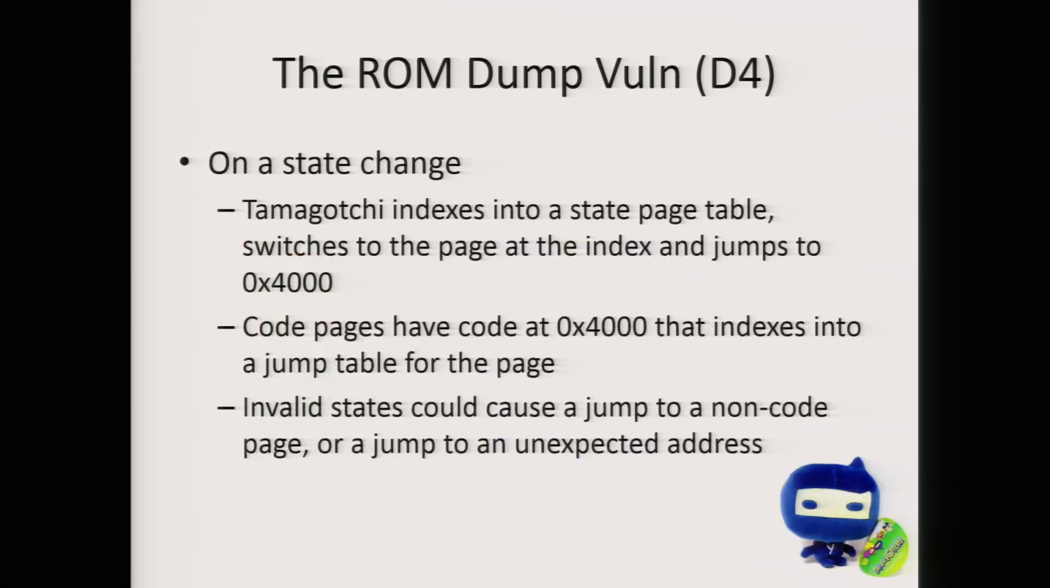But then, what does a Tamagotchi actually do with that invalid state? Well, it turns out when the Tamagotchi does a state change, it jumps into the state table. But what it actually does is pull a page number out of that table and then jump into address 4000 there. And at address 4000 in that page, it has code that will make you jump into another jump table. So this means that invalid states could do a few things. They could jump to a non-code page, they could jump to an unexpected address, they could bring up an invalid page, lots of options there.